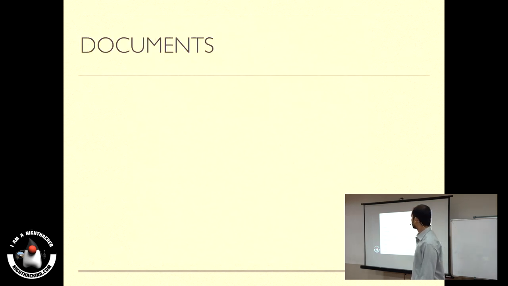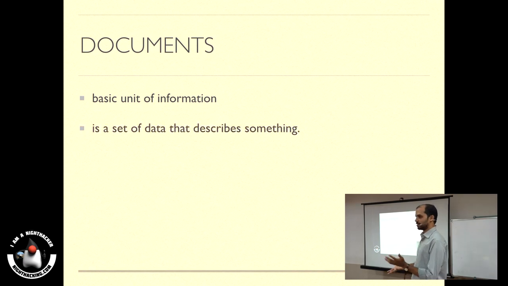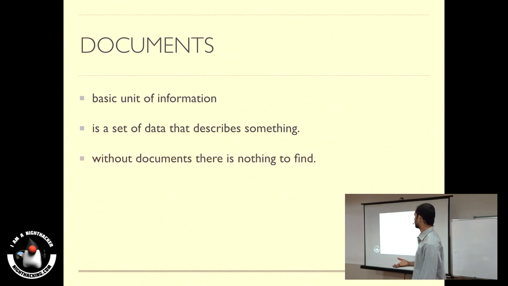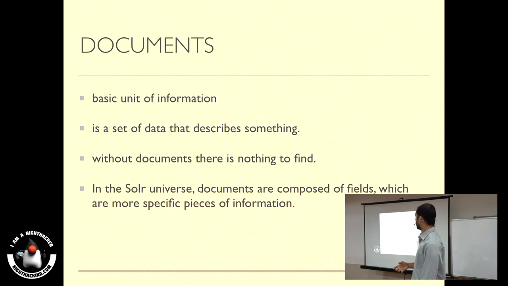Coming to the terminologies, I will explain them. Documents are the basic unit of information in Solr. A document is basic data that describes something. Without documents, there is nothing to find. Within Solr, they bring a structure to a document by giving fields. Talking about an example, you can say a blog. Let one blog be a document. A blog can have fields: the date, the title of the document, and the subject, the content of the document. So those are the fields of the document.